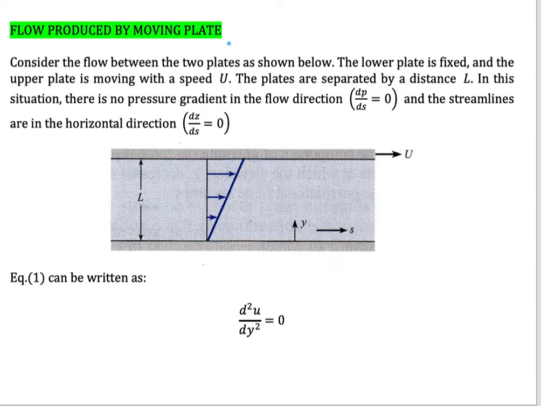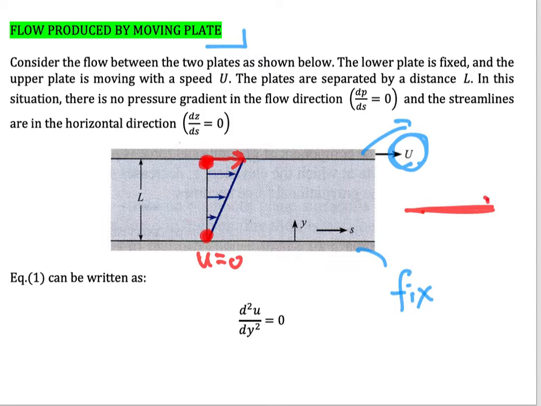First we have this situation, which is the flow produced by a moving plate. If we have 2 plates like this one, we always assume the bottom plate is the fixed one, and the top plate is pulled at a certain velocity. Because of the no slip condition at both walls, at the fixed wall the velocity is equal to 0, but at the moving wall the molecule is stuck on the wall and moves at the plate's velocity.